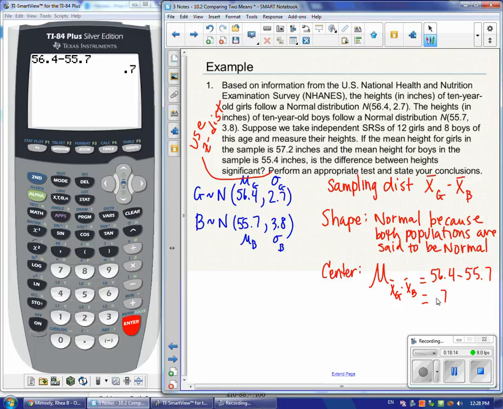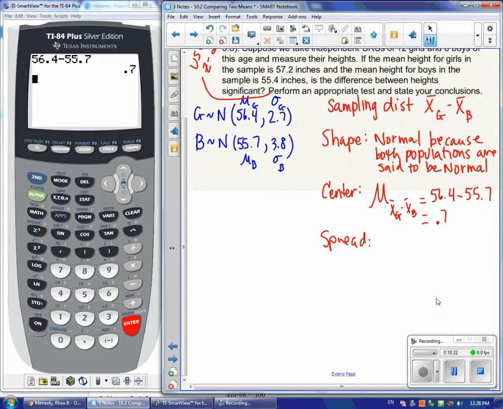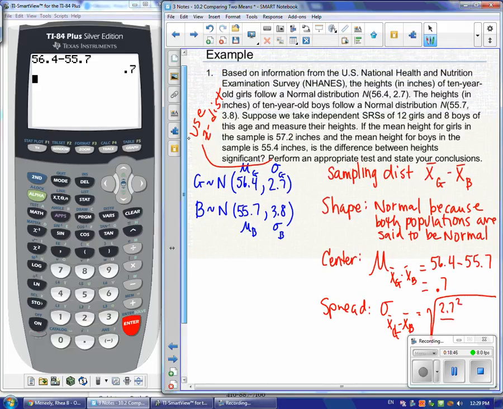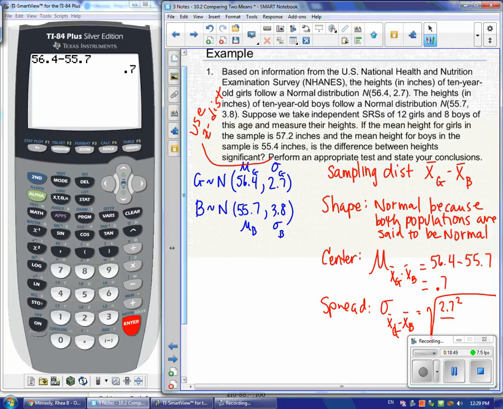Okay, if I want to know the spread, this is where I'm going to use that standard deviation formula. The standard deviation of X bar sub G minus X bar sub B is going to be the square root of the sum of my variances. The variances, remember, are going to be the standard deviation squared. So I'm looking at 2.7 squared over my sample size. I know that for girls, N was 12, and for boys, N was 8.